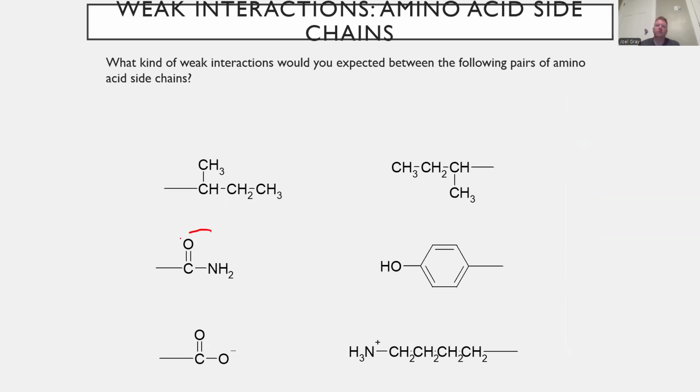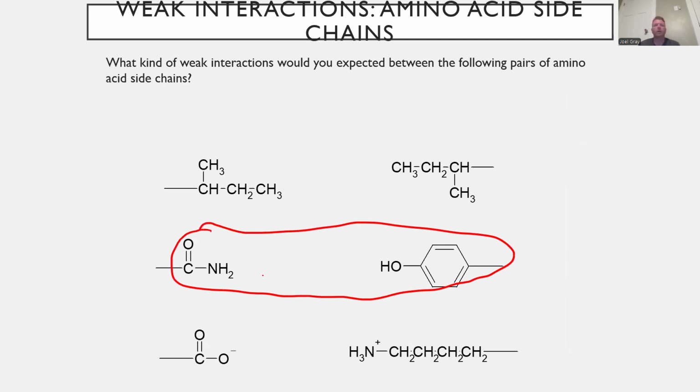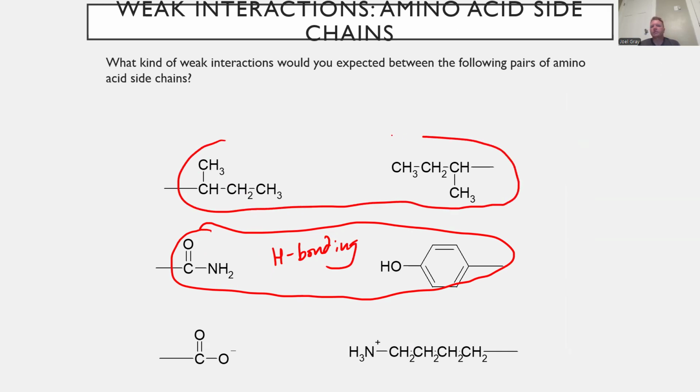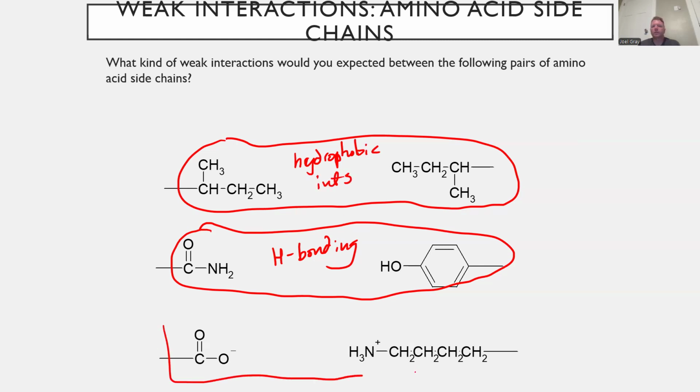For instance, if you took something like glutamine or asparagine, that can interact with an amino acid like tryptophan or tyrosine, and that's going to be hydrogen bonding. We've also got amino acids with hydrocarbons. Well, those are going to be brought together by hydrophobic interactions. And then last but not least are amino acids like this, where we have a carboxylate ion and amine. That's going to be an ionic interaction.